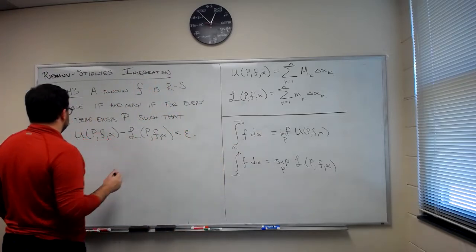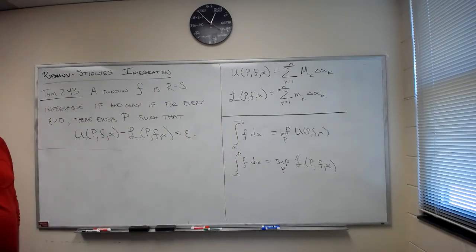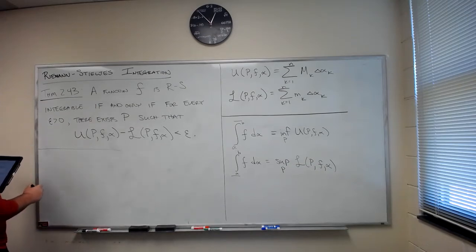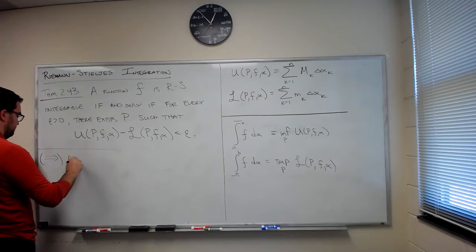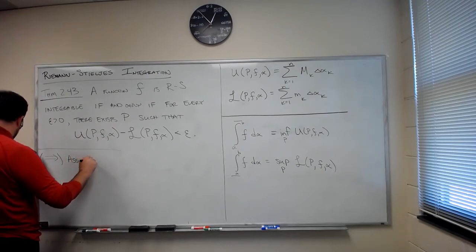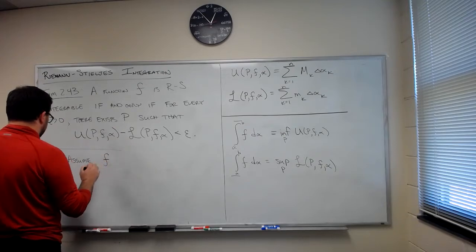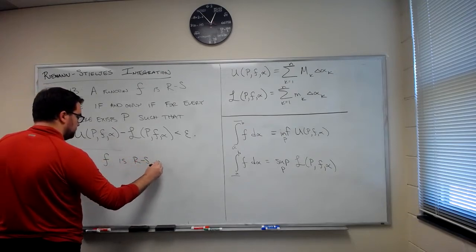So let's see how this works. So first, note that it's an if and only if proof. Okay. So let's start in the forward direction. So first, assume f is Riemann-Stieltjes integrable.